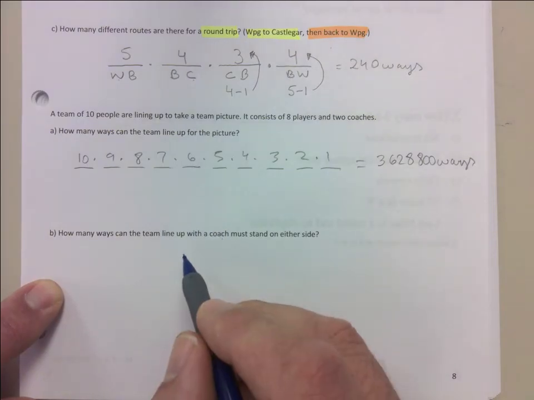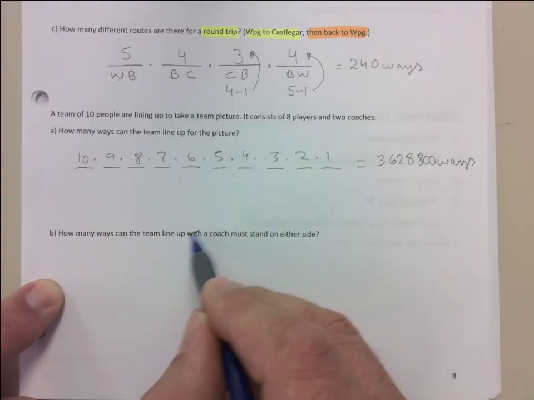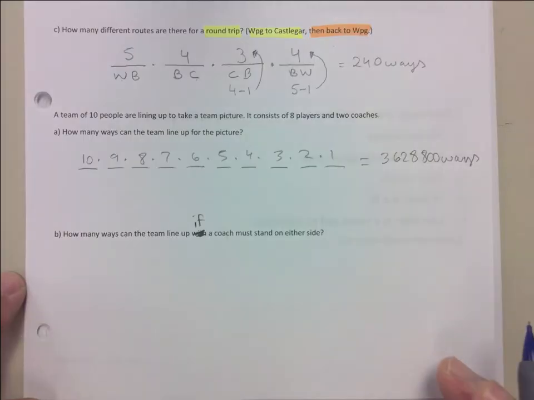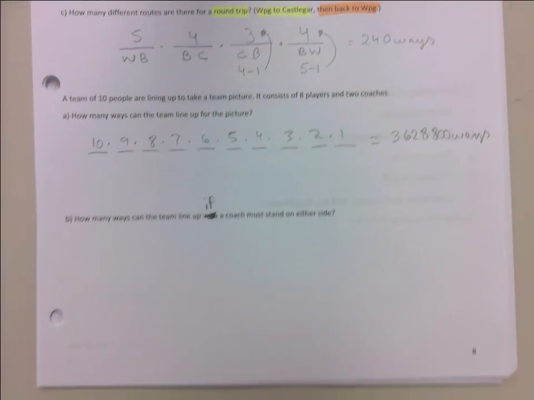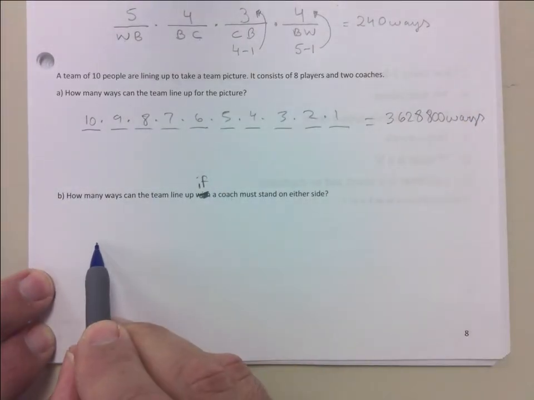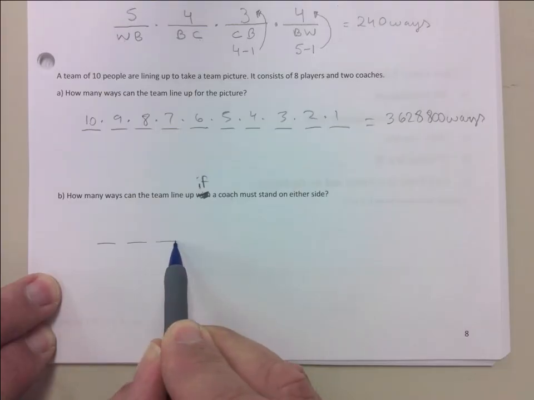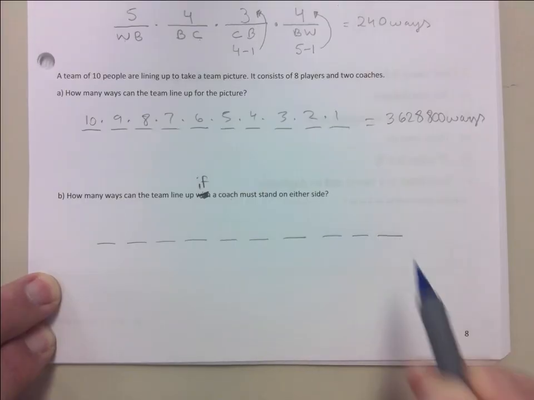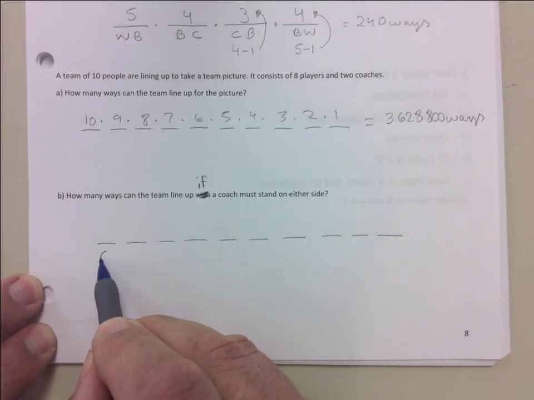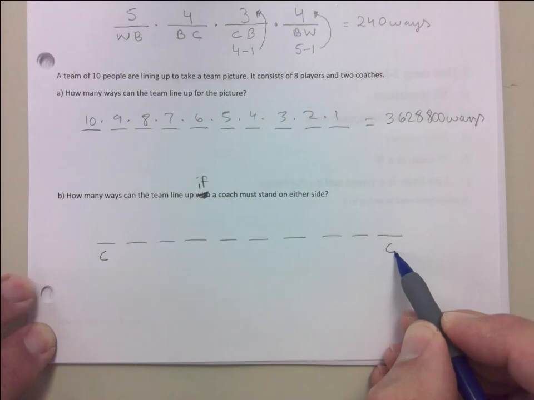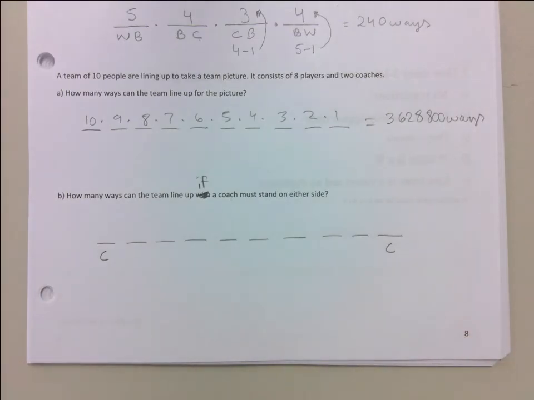How many ways can the team line up with a coach? There's a typo there. Line up if a coach must stand on either side of the setup. So now there's a restriction here, folks. It's going to be less than what we started with. Okay, so let's do this. 1, 2, 3, 4, 5, 6, 7, 8, 9, 10. You need a coach here. You need a coach there. That's a must. And then the 8 players fill in the rest, right?